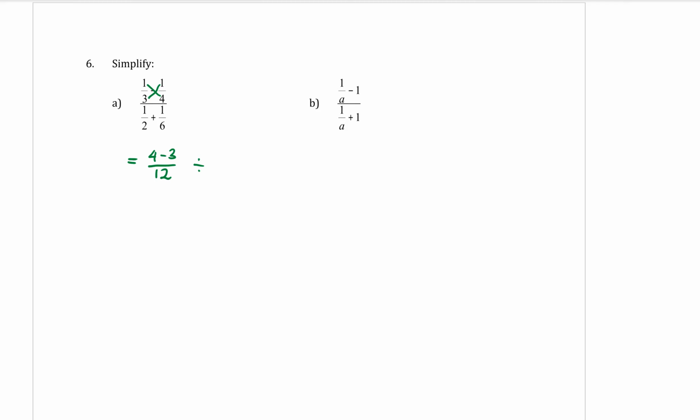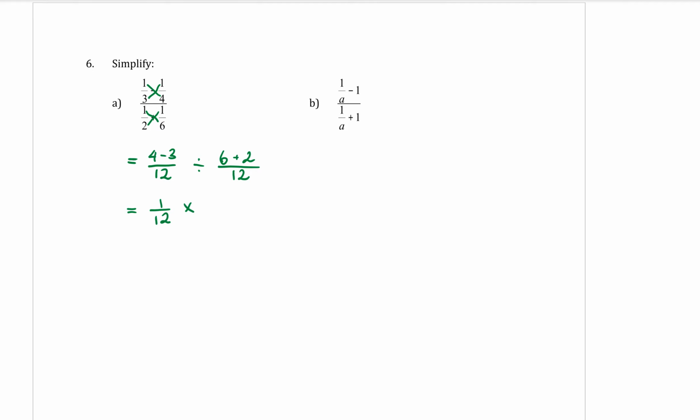Then let's do our second set of fractions on the bottom. 2 times 6 is 12. Then diagonally, 6 times 1 is 6. 1 times 2 is 2. Now, just simplifying my numerators. 4 minus 3 is 1 over 12. Leaving the divide turns into a times, so that's the kiss.